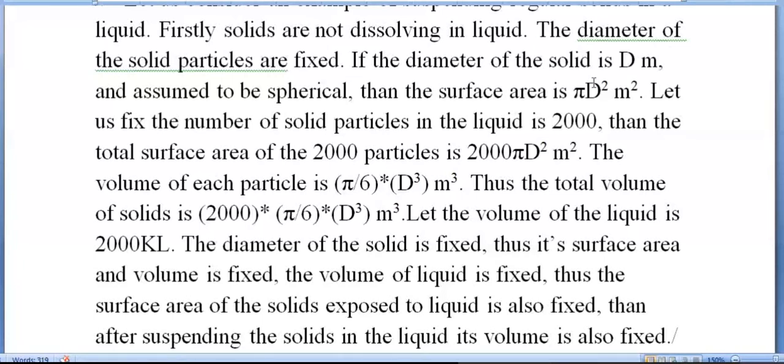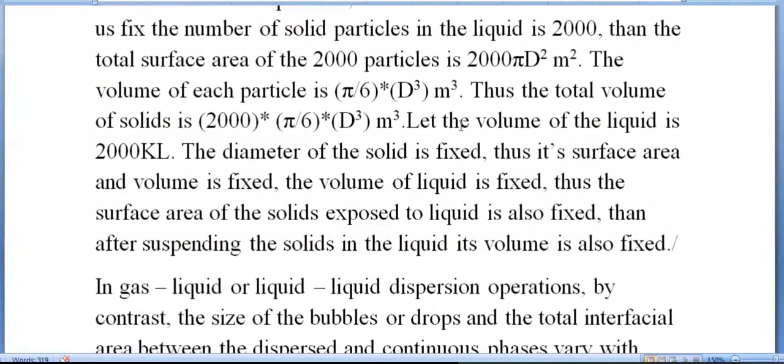Let us also fix that the number of solid particles in the liquid is 2000. One example I took. You can take 100, you can take 50, depending upon the requirement, depending upon the amount of the catalyst required in the system, this number will come into the picture. Then the total surface area of the 2000 particles is 2000 into pi d square. The volume of each particle, that is volume of a sphere, is 4 by 3 pi r cube. It comes to pi by 6 d to the power of 3. Thus the total volume of solids is equal to 2000 into pi by 6 d cube.